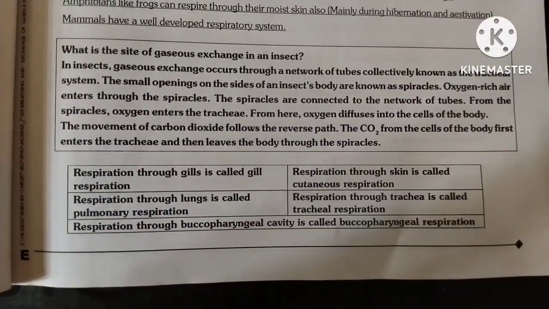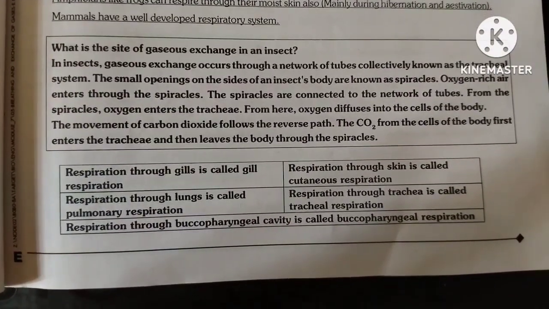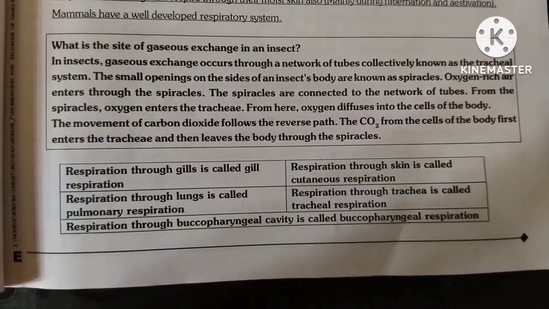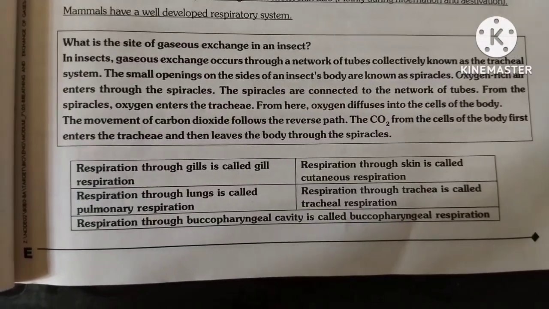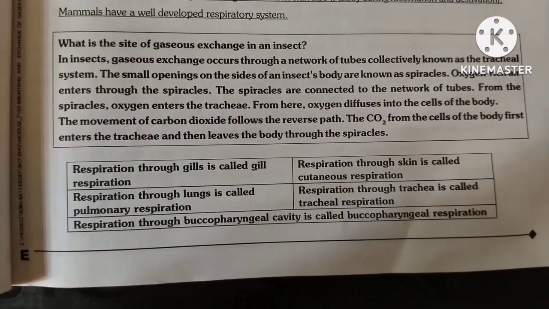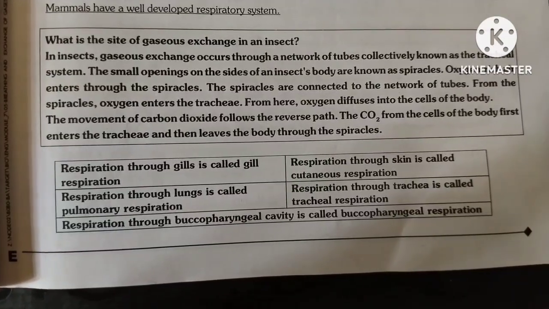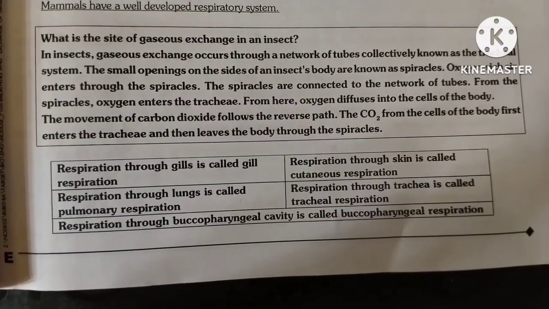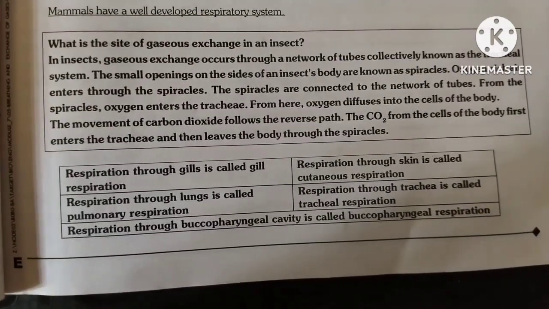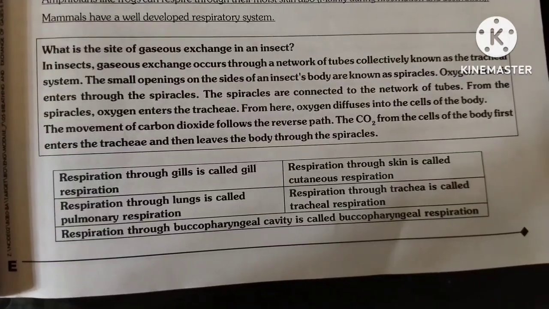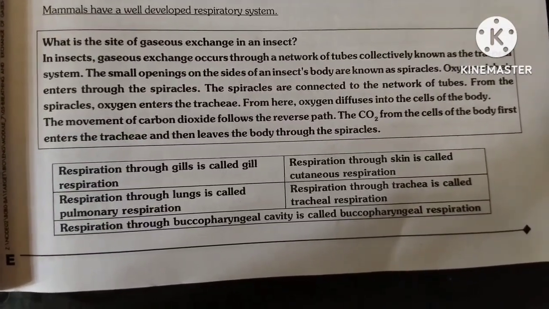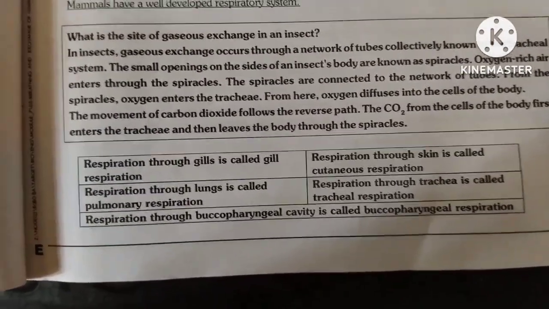Respiration through gills is called branchial respiration. Respiration through skin is called cutaneous respiration. Respiration through lungs is called pulmonary respiration. Respiration through trachea is called tracheal respiration. Respiration through buccopharyngeal cavity is called buccopharyngeal respiration.